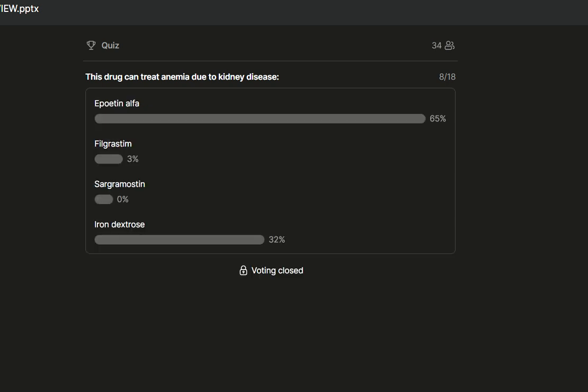Drug that will treat anemia due to kidney disease or end-stage kidney failure. So, filgrastim and sargramostim, those guys are very closely related. What do they make? My white cells, neutrophils, and sargramostim makes all of them. So, in case of anemia, when there is tissue hypoxia, the tissue hypoxia triggers something to happen in a certain organ. What is it? Kidneys should release erythropoietin.